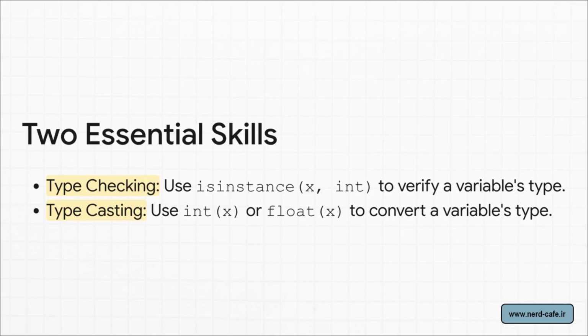The first is type checking. Think of this as asking a question. You use something like isinstance to ask Python, hey, is this variable an integer? The second is typecasting. This is where you give a command. You use functions like int or float to tell Python, hey, turn this variable into an integer now.